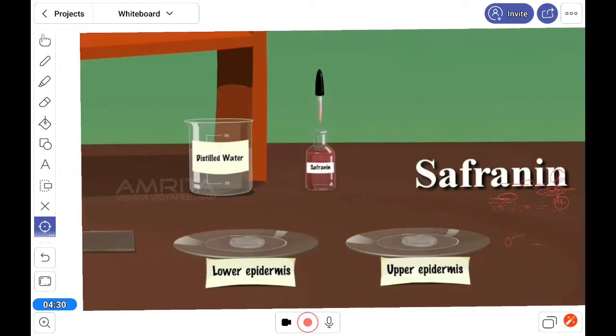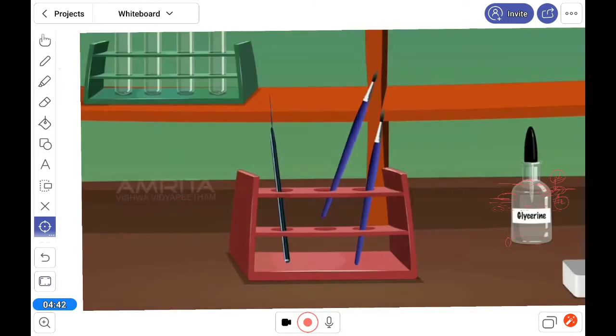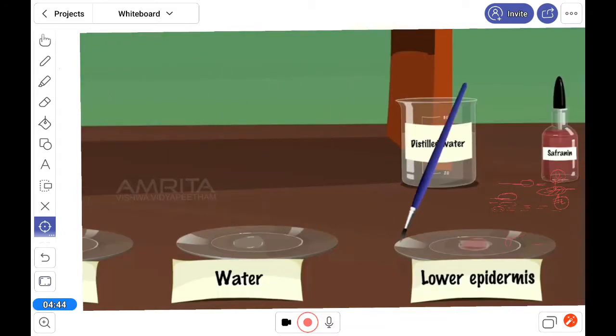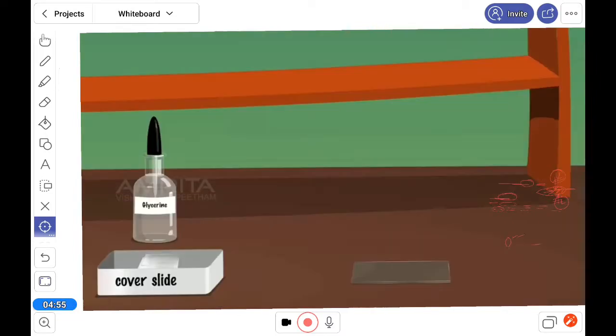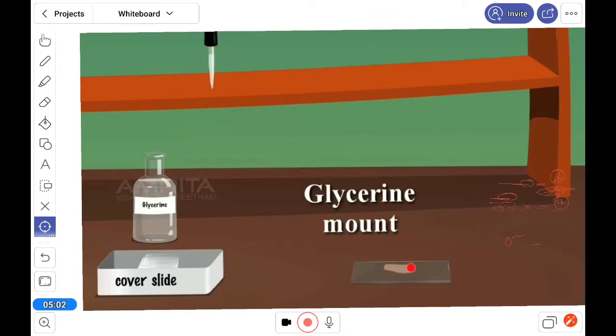Now safranin is the solution, the staining material. If we stain the upper and the lower, then we can see it better, nothing else. Here we are transferring the lower peel to water to wash it. Extra stain should be washed off properly, and after that it is kept on the slide, in the middle of the slide. Look here, it is kept in the middle of the slide.